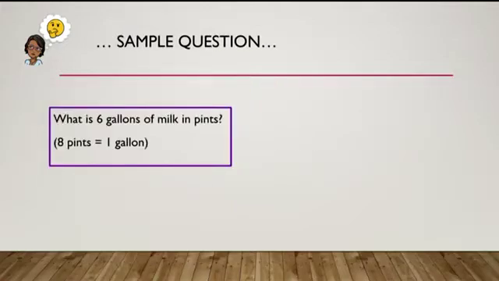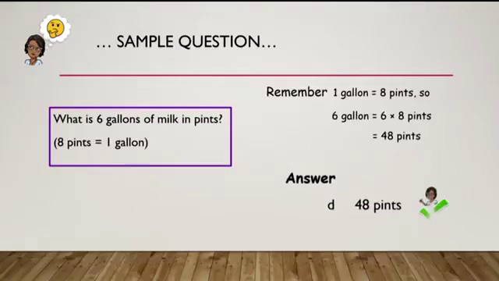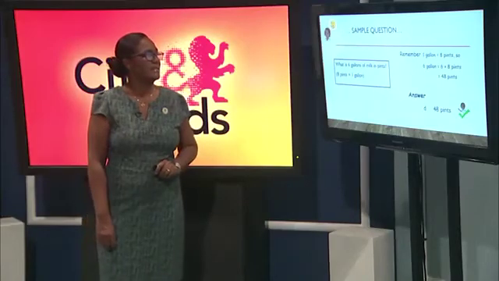Let's go again. What is 6 gallons of milk in pints? Remember, 8 pints make a gallon. So 6 gallons would be 6 times 8, 48. So your answer, oh, we didn't read the option answers. The answer would have been 48. All right, let's take another question.